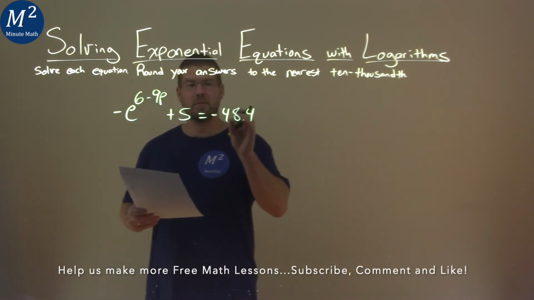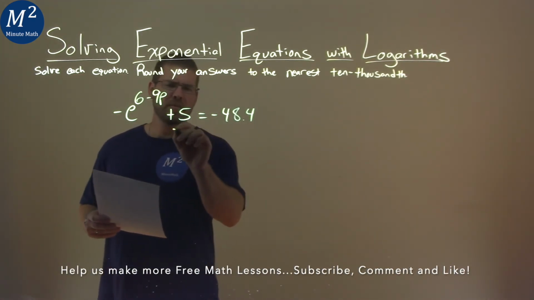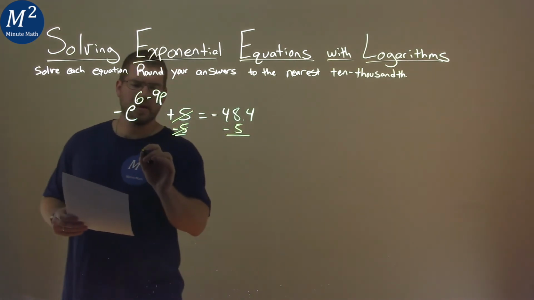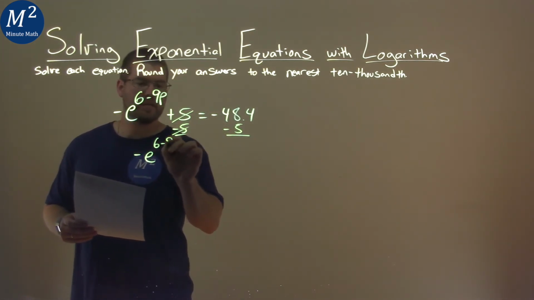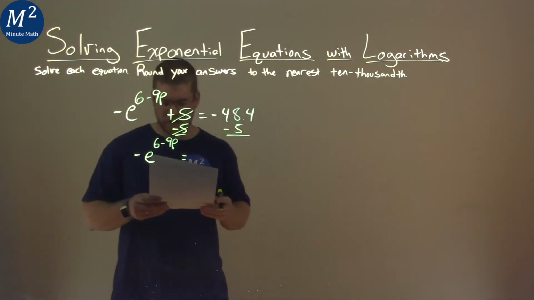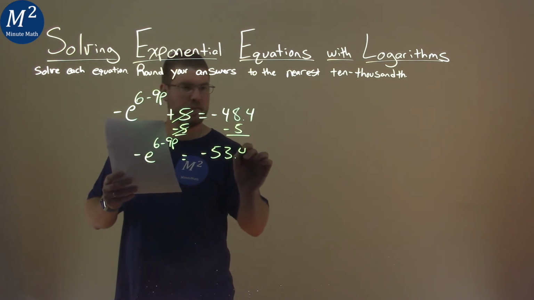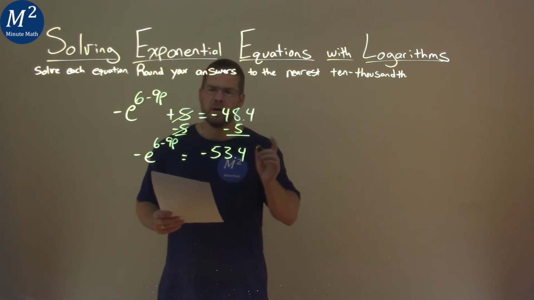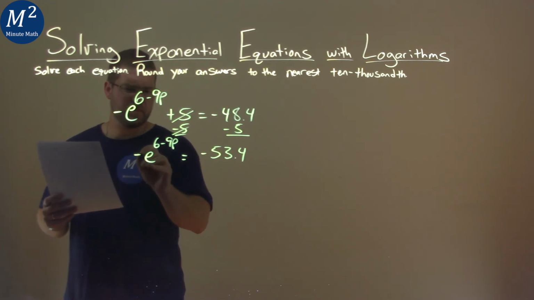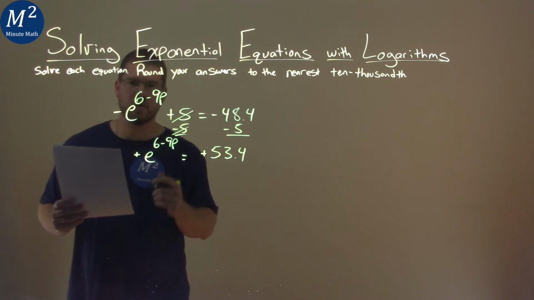I'm given this problem right here: negative e to the 6 minus 9p plus 5, and that's equal to negative 48.4, and we need to solve this equation. I'm going to subtract 5 from both sides first. This gives me negative e to the 6 minus 9p power, and that's equal to negative 48.4 minus 5, which is negative 53.4. Now, I don't like that negative there, so I'm going to put a positive on both sides. Divide both sides by negative 1: positive, positive, good.